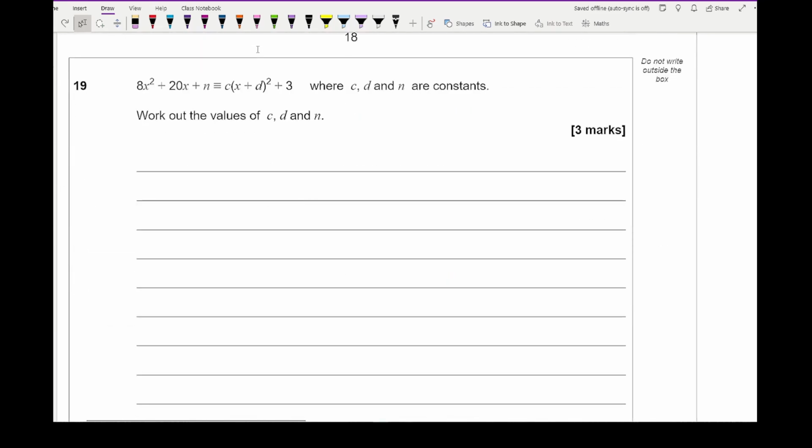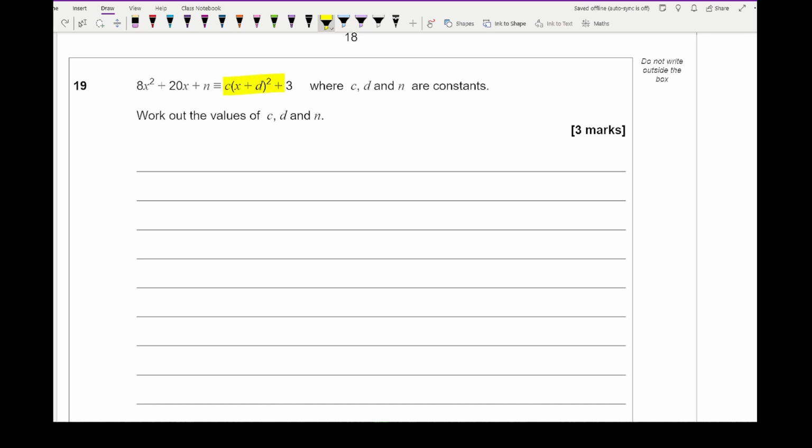Moving on to question 19, it says 8x squared plus 20x plus n is identical to c lots of (x plus d) squared plus 3, where c, d, and n are constants. Work out the values of c, d, and n. So for this, what we want to do first is compare the coefficients.